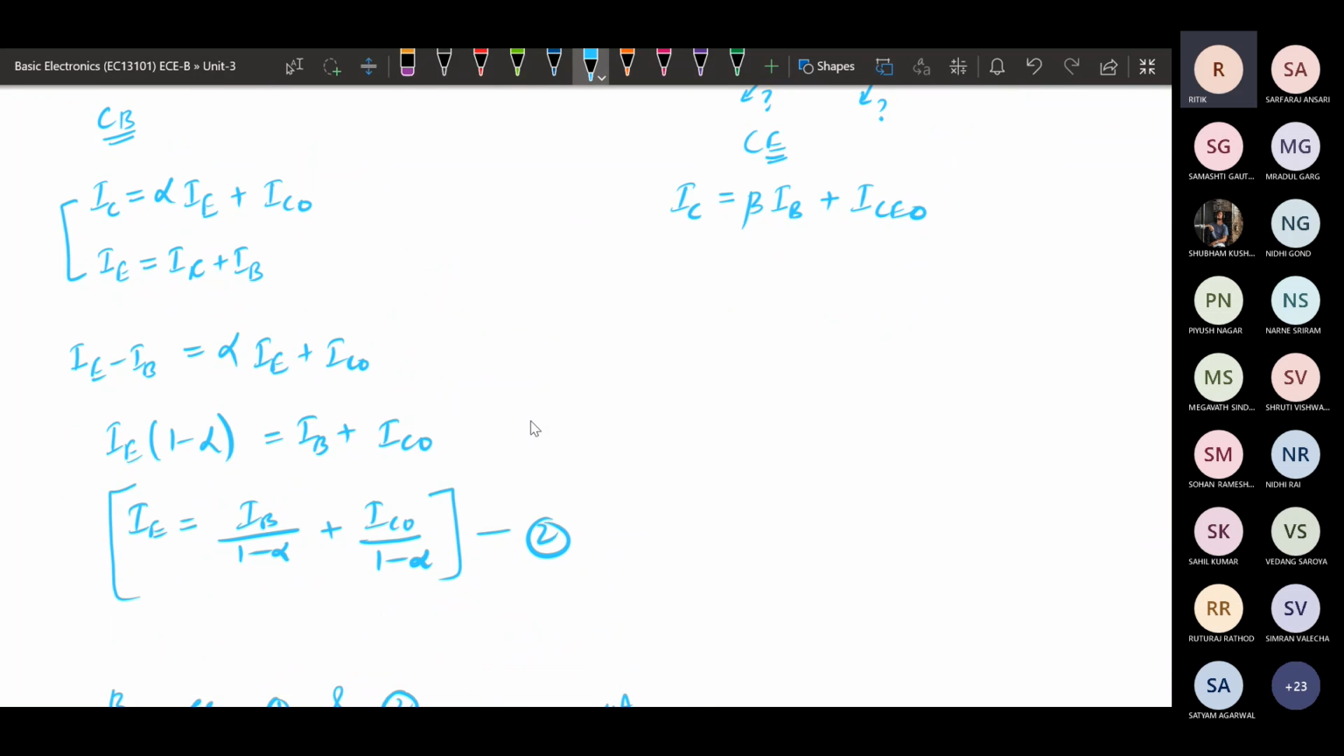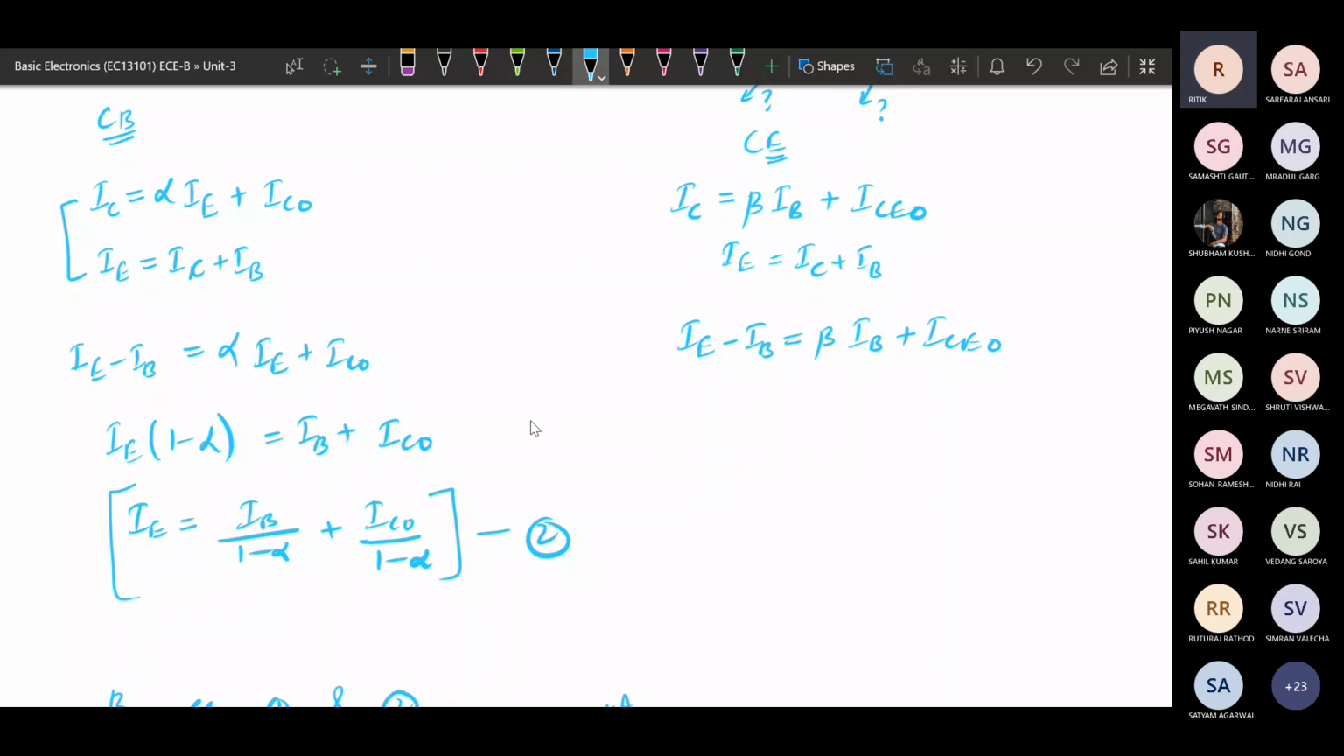So we just also proceed with the common emitter configuration mode. Suppose this is the case, IC is equal to beta times IB plus ICEO. So if we want to proceed, we can just proceed with the KCL equation, that is IE equals IC plus IB. Again we will be putting the IC value from this equation, so it will be IE minus IB is equal to beta times IB plus ICEO.